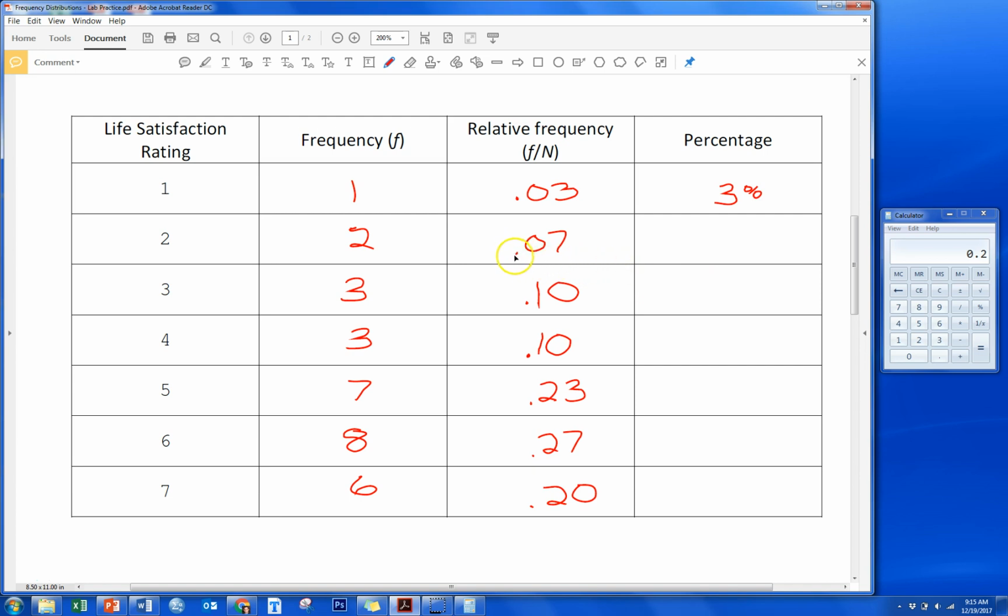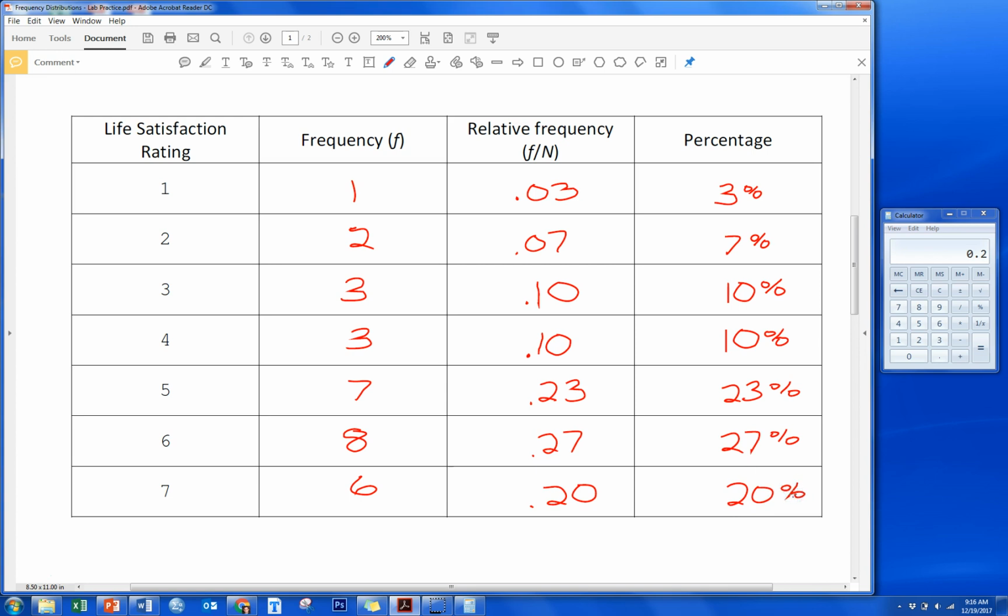Okay, same thing with the 0.07. So we move it 2 places to the right. So that's going to be 7%, like that. Now we have 0.10, 2 places to the right. This is going to be 10%. We have another 10% right below it, like so. 0.23 becomes 23%. Again, moving the decimal 2 places to the right. Then we have 0.27, which becomes 27%. And finally 0.20, which becomes 20%.